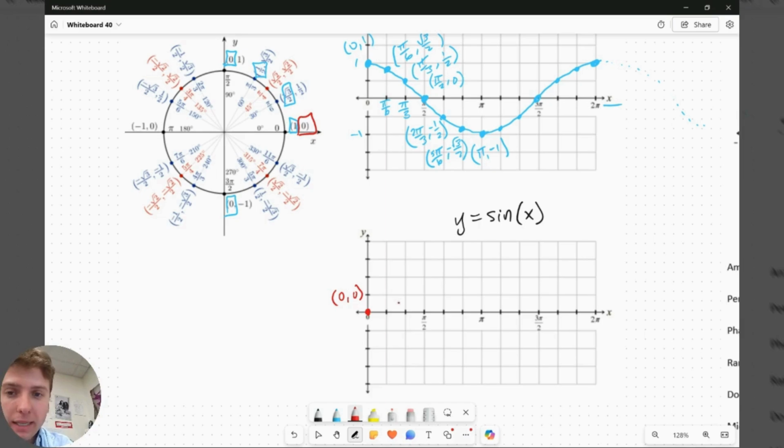When I go to pi over 6, I get to 1/2. When I go to pi over 3, I get to root 3 over 2. When I get to pi halves, I get up to 1. And then we would start to go down those same spots. And again, you can verify this on your own unit circle.